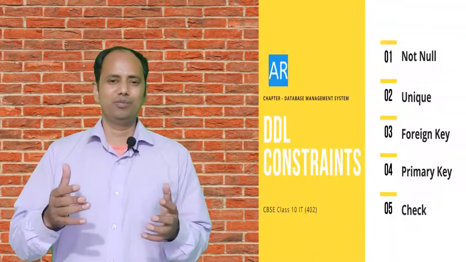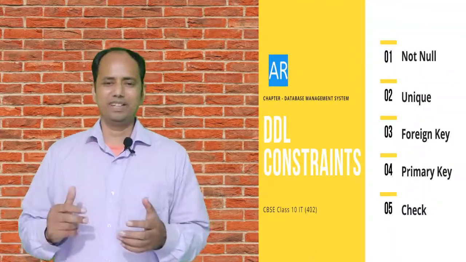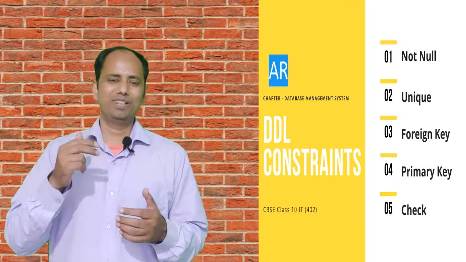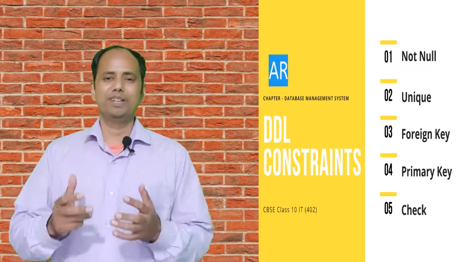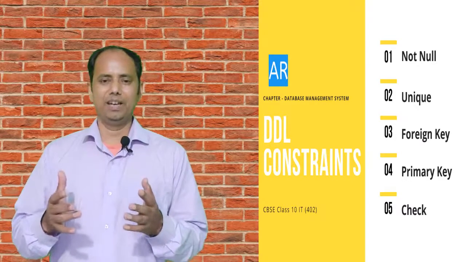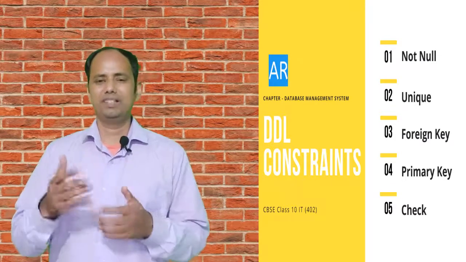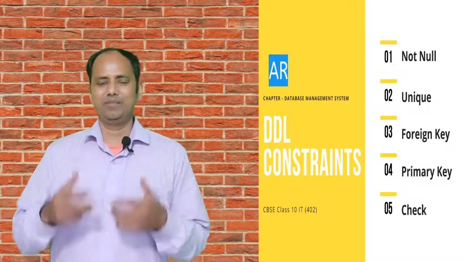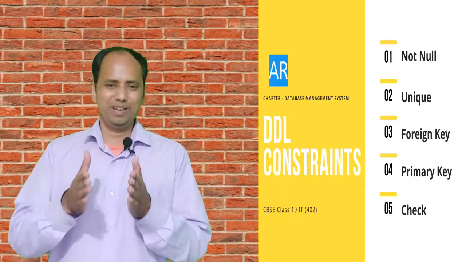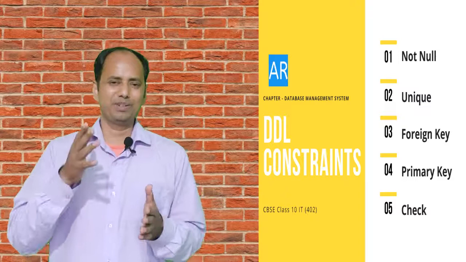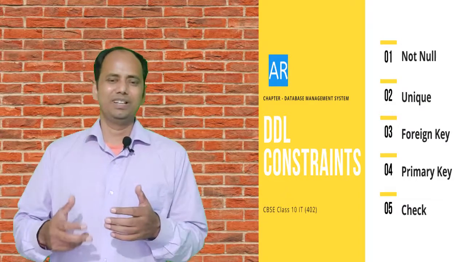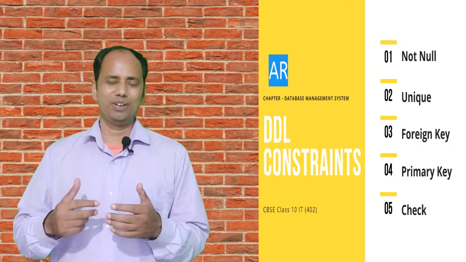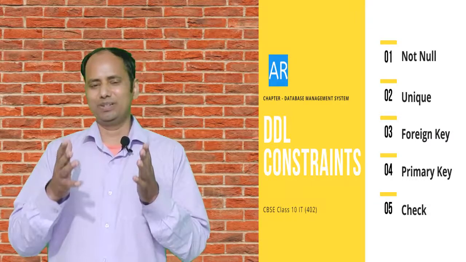And sometimes what happens, we are designing a table and we write some restrictions. Like we want that user always enters information in it, and sometimes we want a user does not leave any cell empty, and sometimes we want to use check, so we want to put some condition there. So these are called constraints. In SQL we have these constraints. First one is not null, second one is unique, third one is foreign key, next one is primary key, and next one is check.